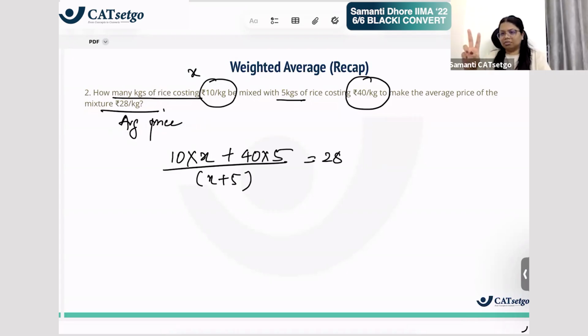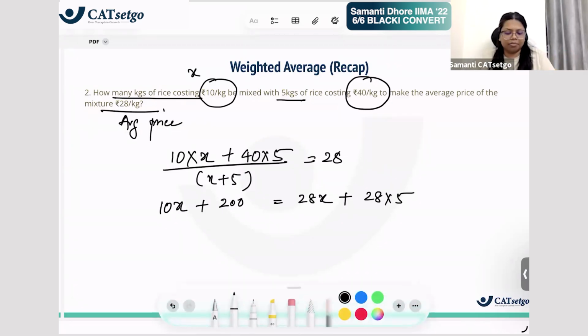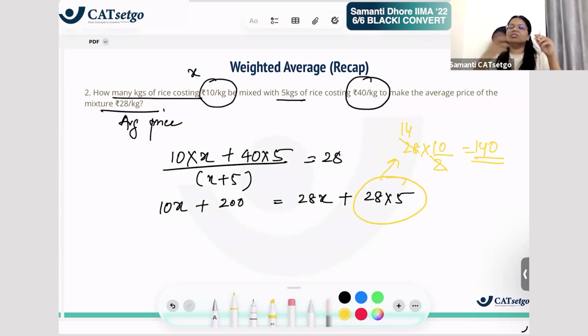There are 2 methods to solve this. I'll tell you what, okay? One method is simply you simplify. Simply, 10x plus 40 into 5 is 200, is equal to 28x plus 28 into 5. Now how will you calculate 28 into 5? Of course you'd say, ma'am, normal multiplication, but let me tell you a better way to do this. 28 into 5 is 28 into 10 by 2, right? Which solves to 14 into 10, 140. So this is the easier way to calculate. Whenever you have to multiply by 5, divide that number by 2, take its half, and then multiply by 10; it is much easier to calculate that way.